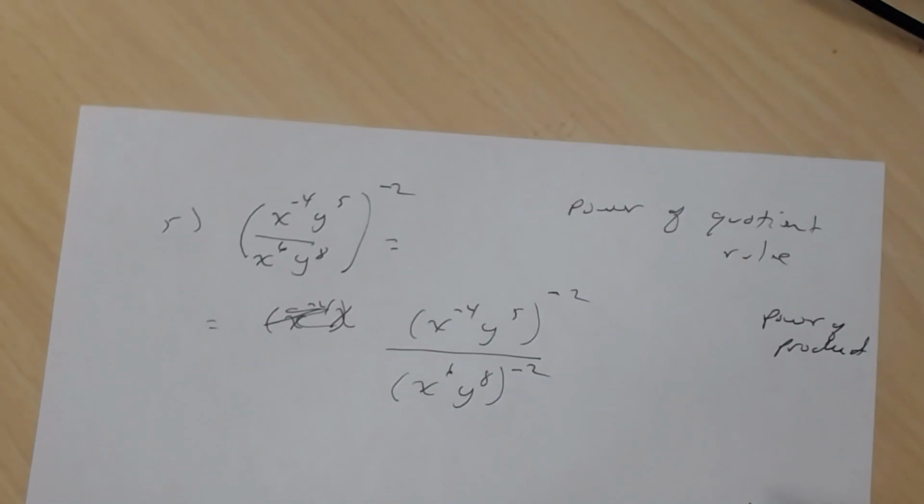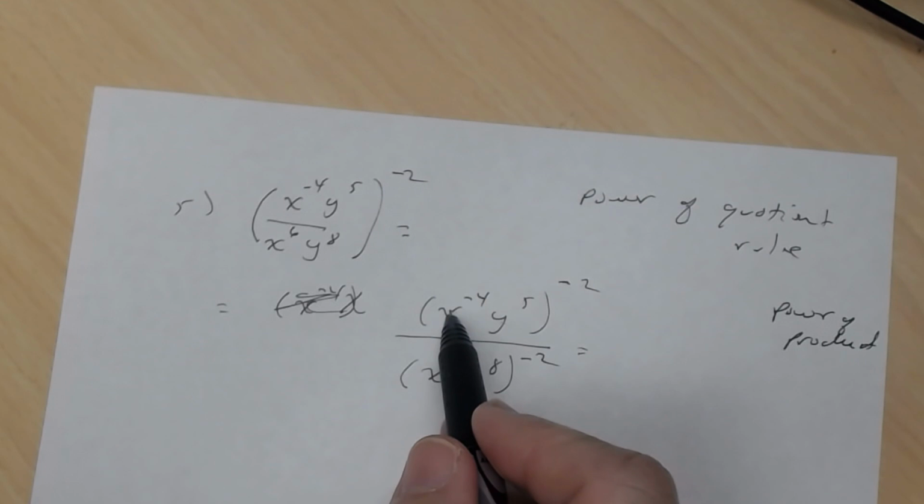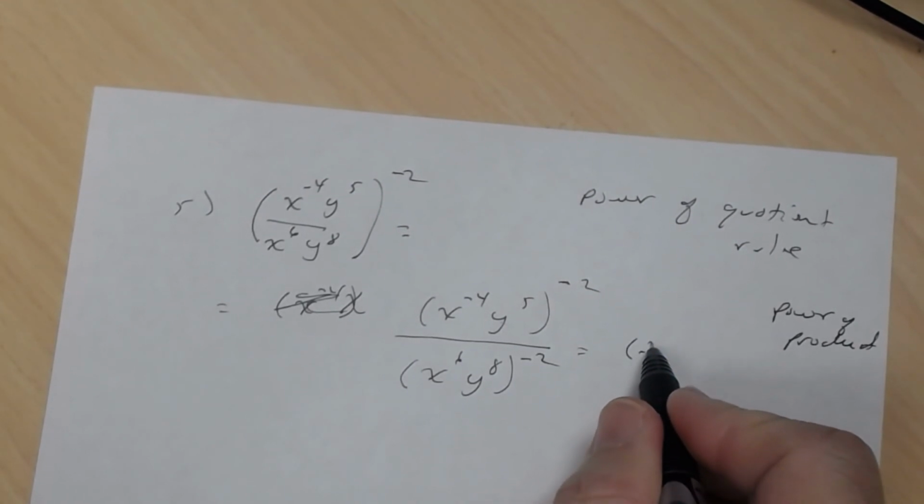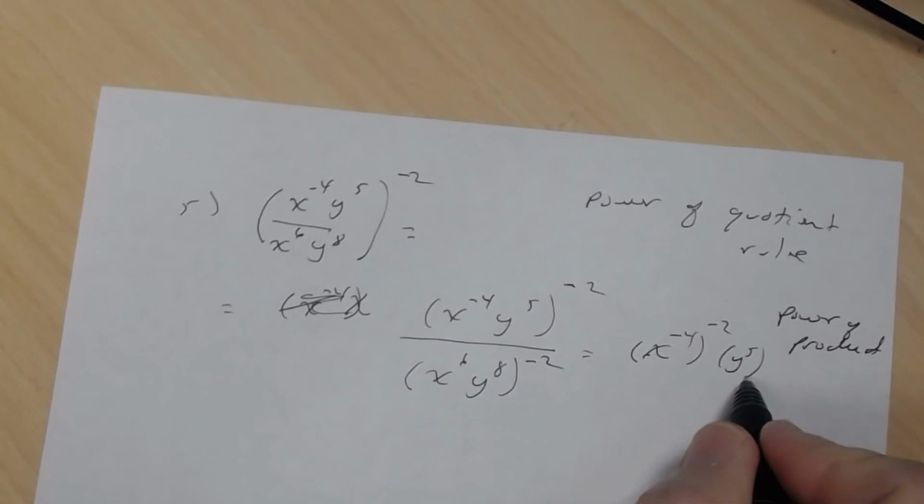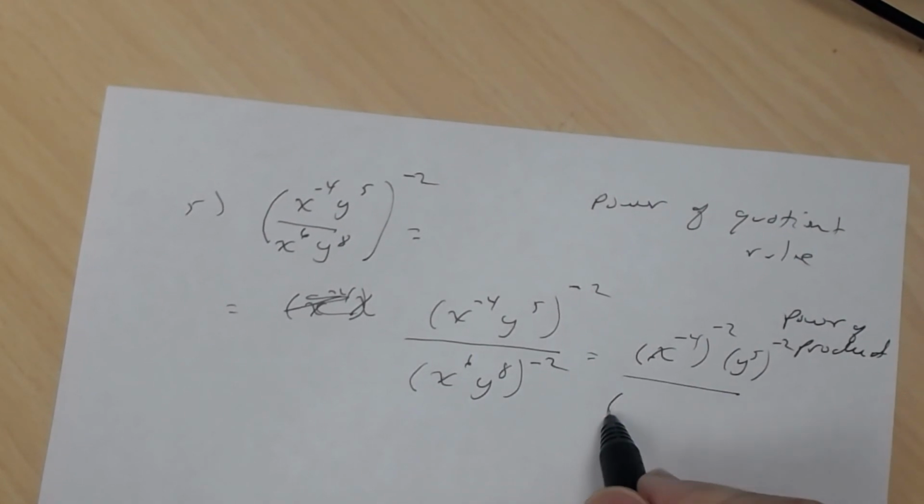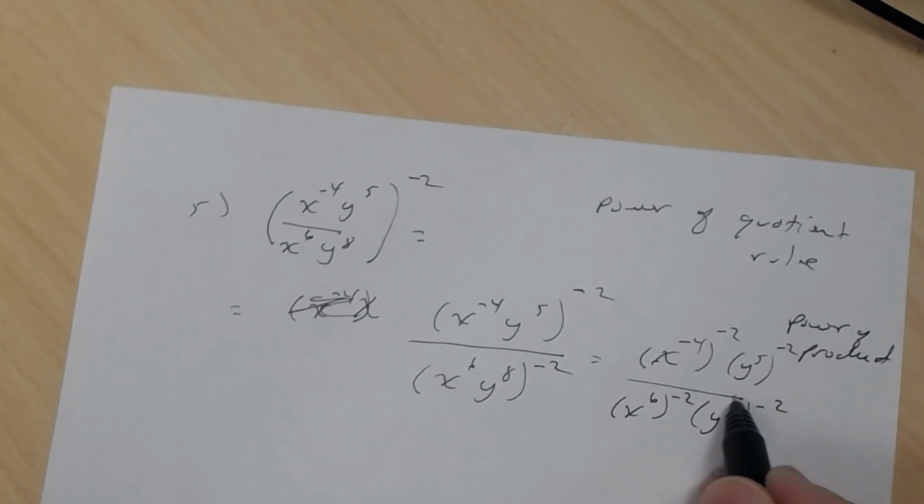Okay, the power of a product. So the power of product says I'm going to take each of these factors and raise it to that outer exponent. So that's x to the negative 4th, raised to the negative 2nd, times y to the 5th, raised to the negative 2nd. Divided by, same thing here, x to the 6th, raised to the negative 2nd, y to the 8th, raised to the negative 2nd.